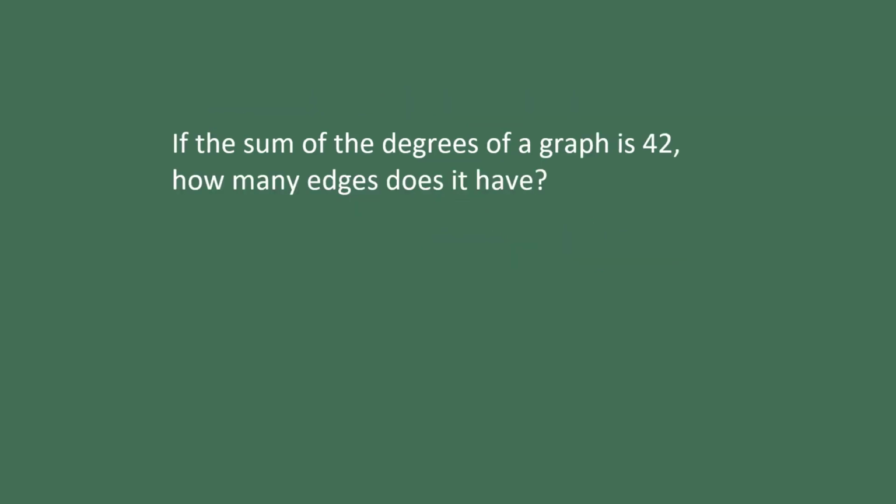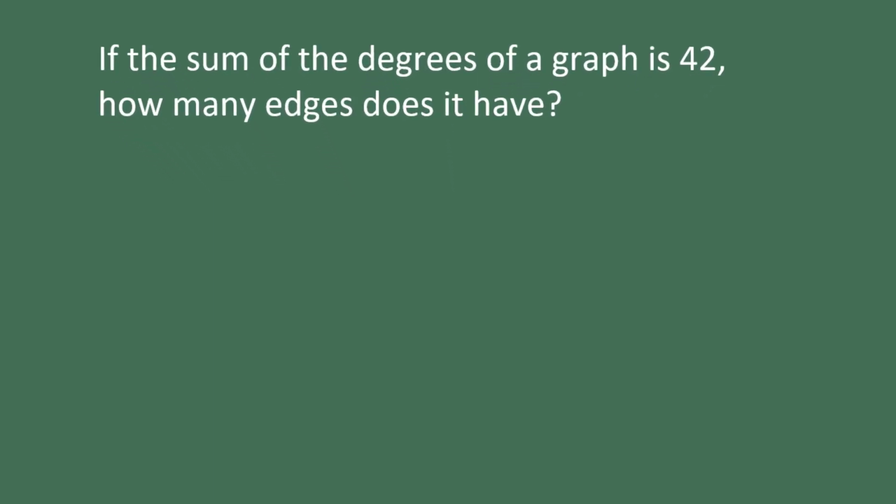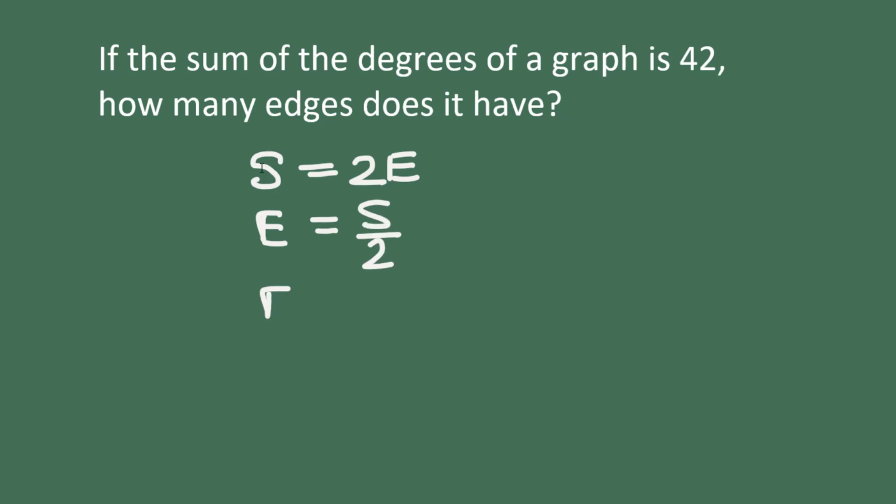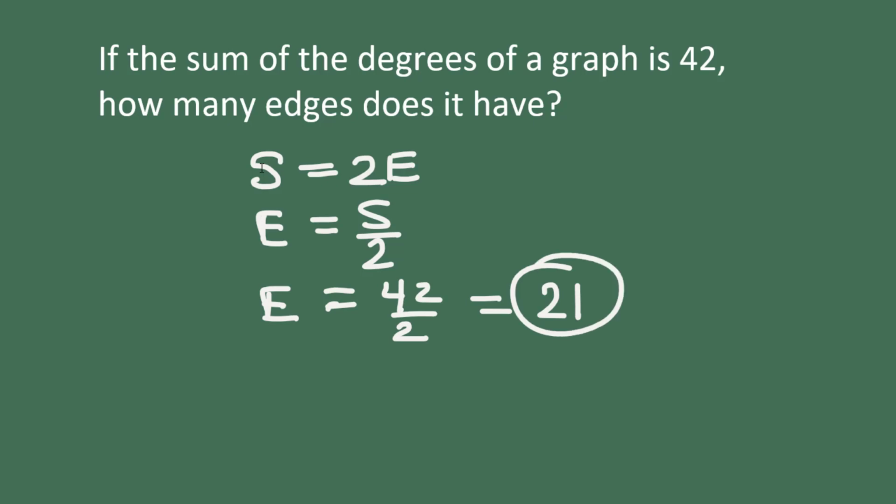Let's try another problem. This one asks, if the sum of the degrees of a graph is 42, how many edges does it have? So this time, we're looking for the number of edges. We know that the sum of the degrees is 2 times the number of edges, but they're giving us the sum of the degrees. So it'd be more convenient to use the version that says that the number of edges is the sum of the degrees divided by 2. So in this case, the number of edges is going to be 42 divided by 2, which is 21.